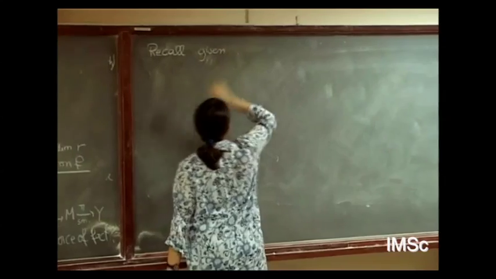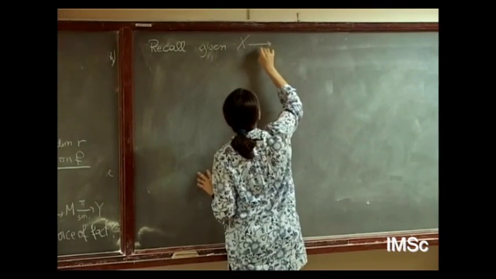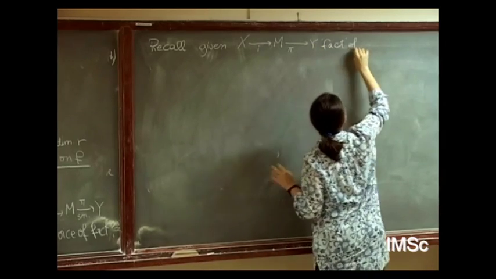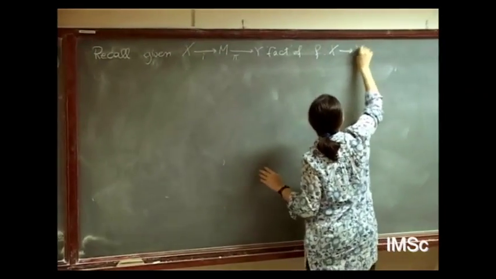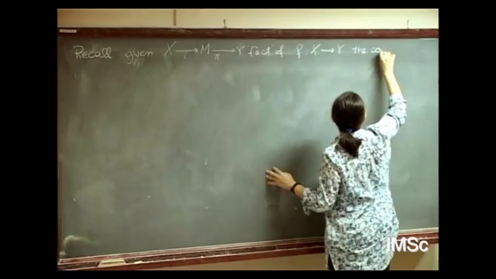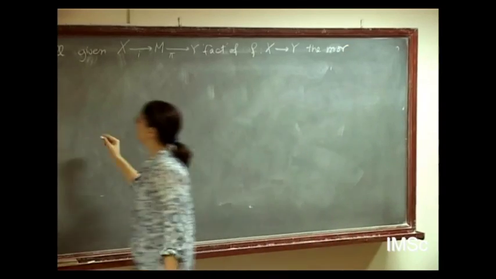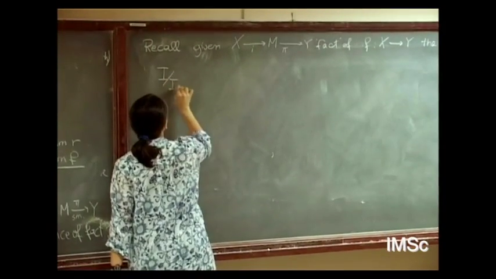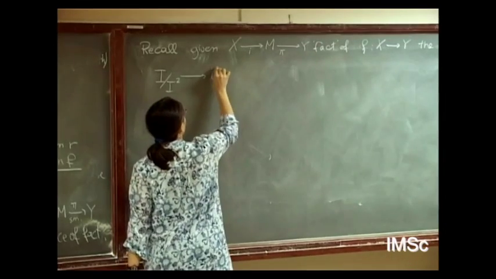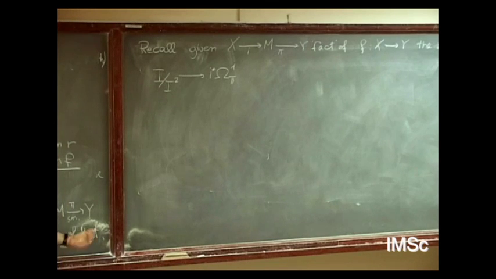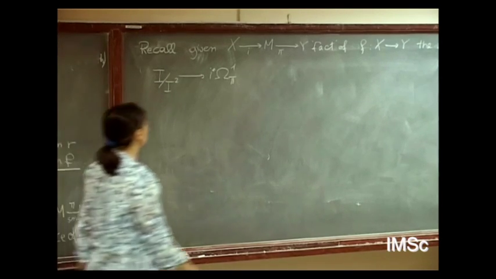given a factorization of f, the morphism from I mod I squared to I pullback of omega 1 pi. Remember, this had the property that its kernel and its co-kernel did not depend on the factorization chosen.